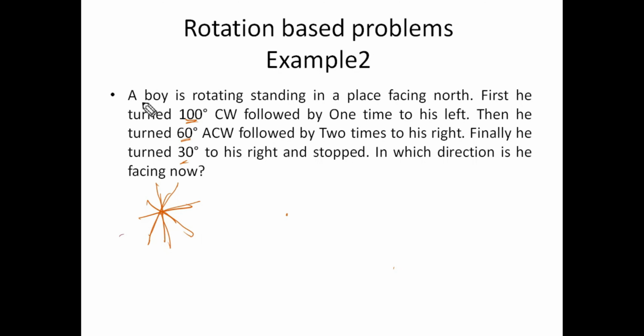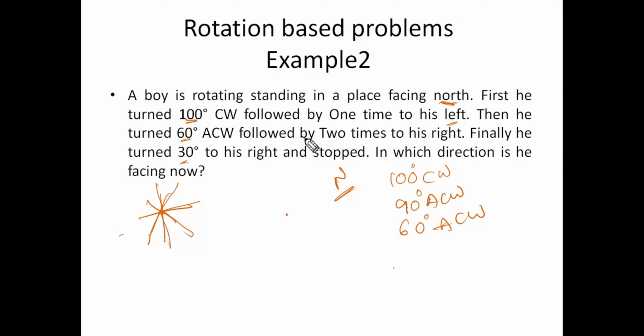So we'll try this question in the shortcut method only. See here first. A boy is rotating, standing in a place facing north. So he has mentioned the initial direction as north. So from north he is starting rotation. First he turned 100 degrees clockwise. Followed by, means after that, one time to his left. One time left is nothing but 90 degrees left, means anti-clockwise. Then he turned 60 degrees in anti-clockwise direction.